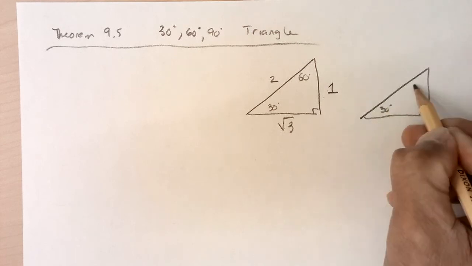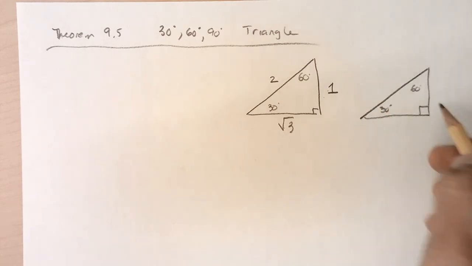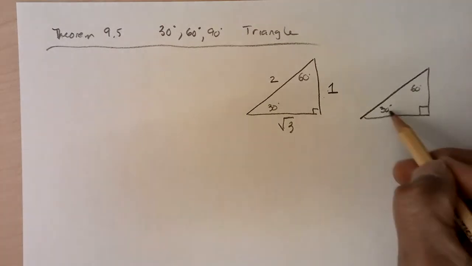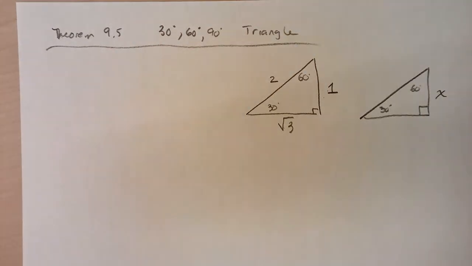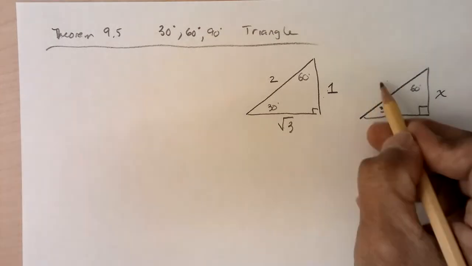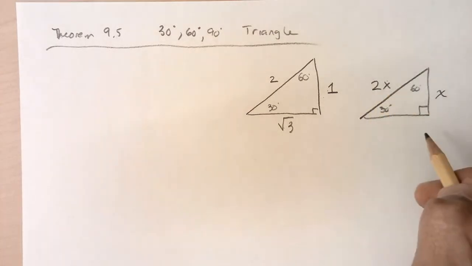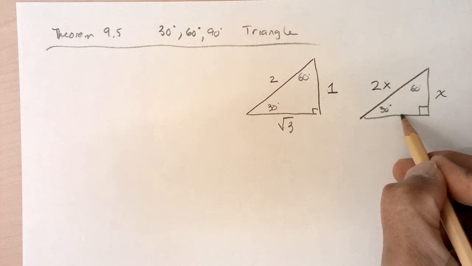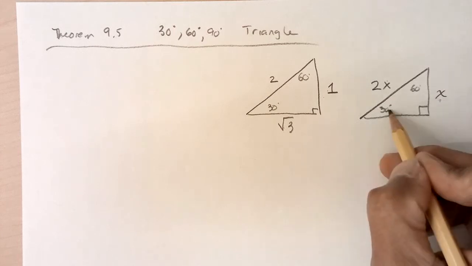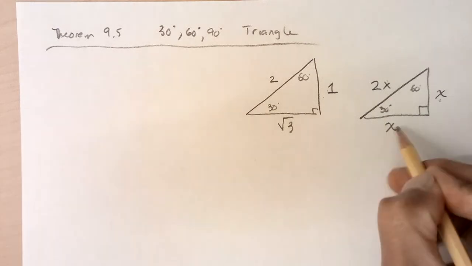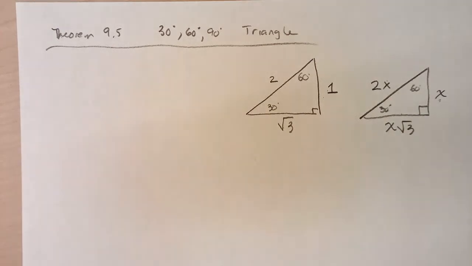If this is 30 degrees, this is 60 degrees. The easiest thing to do is base everything off the side opposite the 30-degree angle. I'm going to let that be x. The hypotenuse is twice as long as that, so 2x. The side opposite the 60-degree angle, or the longer leg, is square root 3 times the side opposite the shorter leg, opposite the 30-degree angle. So that would be x square root 3.